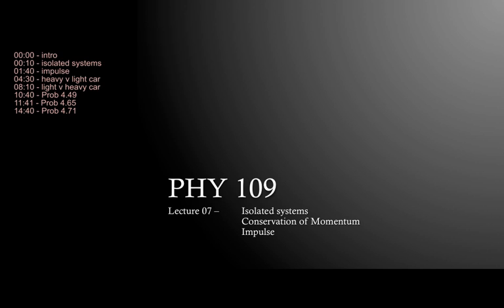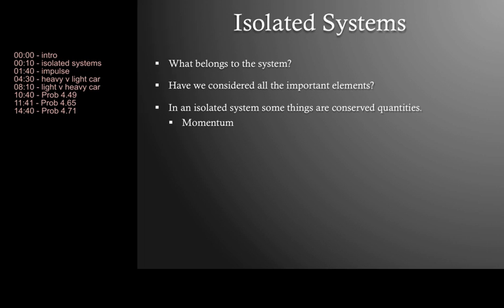Hello everyone. Today we're going to be talking about isolated systems, conservation of momentum, and impulse. What is an isolated system? An isolated system is one that can be separated from the surrounding environment. And what that means is that the important conserved quantities, like momentum, are conserved in this isolated system. In other words, we've already included all the important elements.